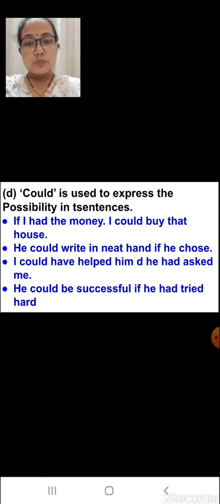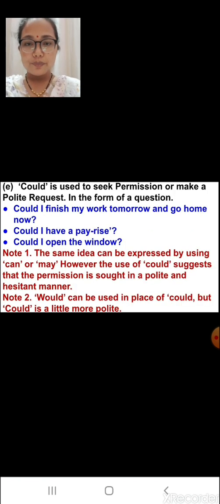Could is used to express the possibility in sentences. For example, if I had the money, I could buy that house. He could write in neat hand if he chose. I could have helped him if he had asked me. He could be successful if he had tried hard. So these were the examples of could where the possibility can be expressed in sentences.